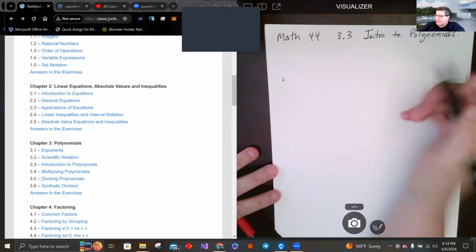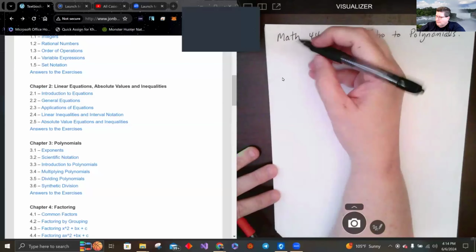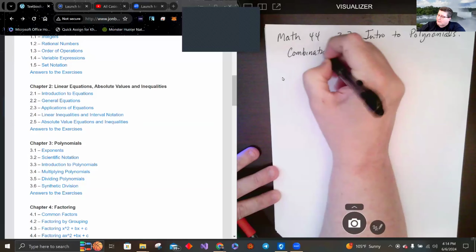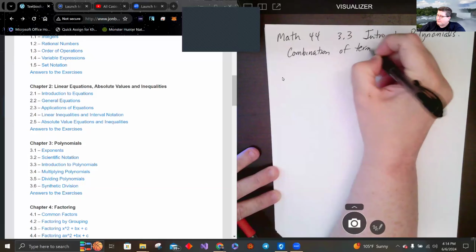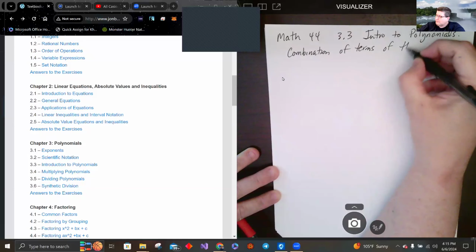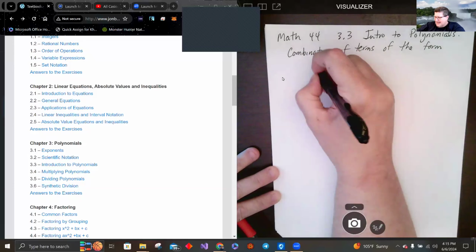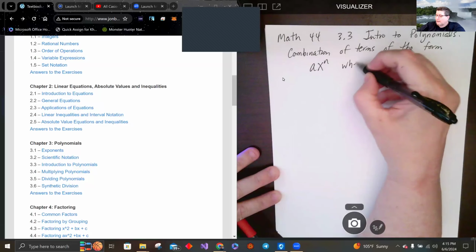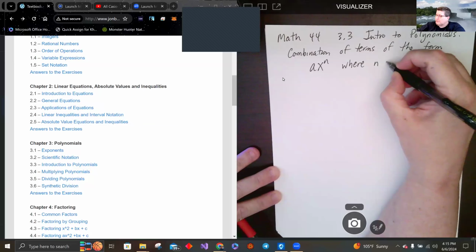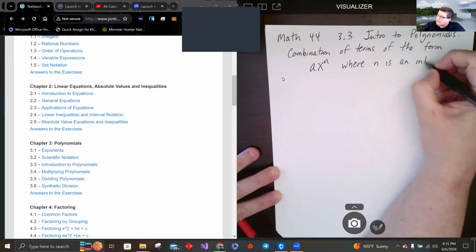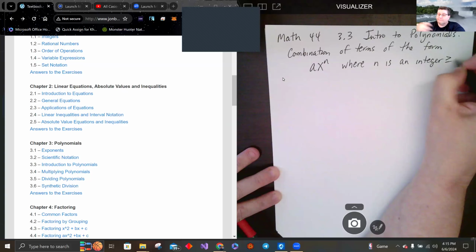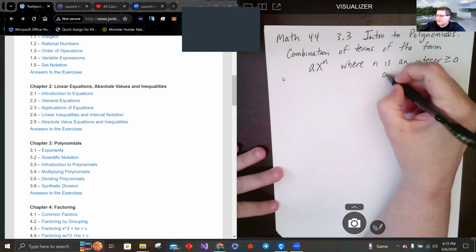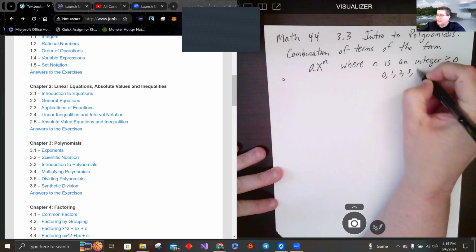So a polynomial is a combination of terms of the form ax to the n, where n is an integer greater than or equal to 0. Just the whole, natural numbers. 0, 1, 2, 3, 4, all the way up.